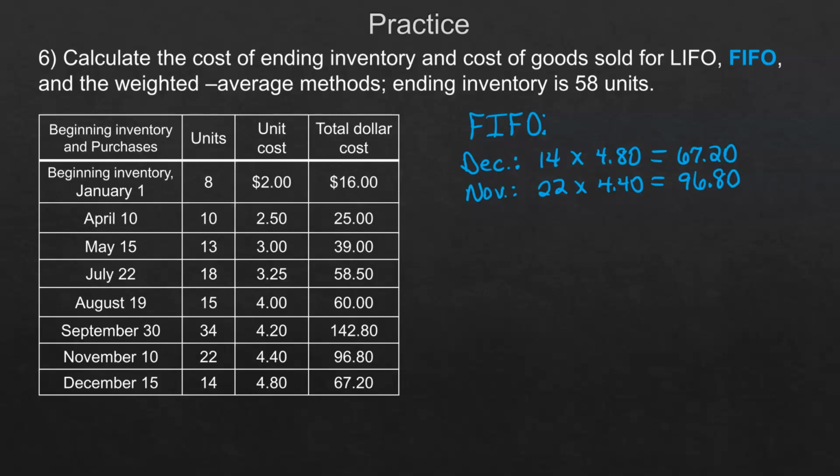So in September there's 34. So you can see that we're going to not use all of the ones in September. So 14 and 22 were 36. We need another 22 units. But this time they're 4.20 each from that line on the September. So we're at 92.40, which is 256.40 for our cost of ending inventory.